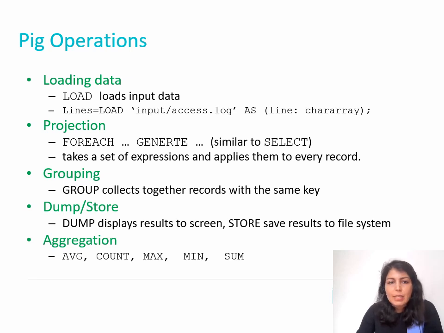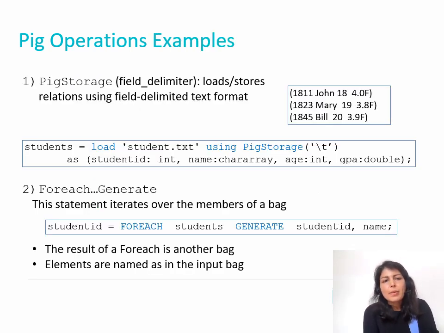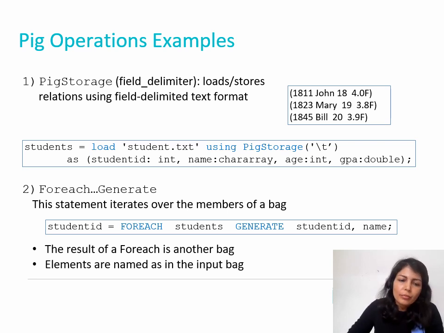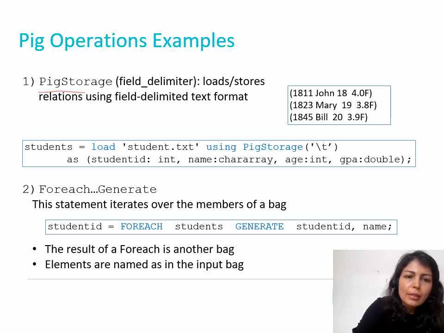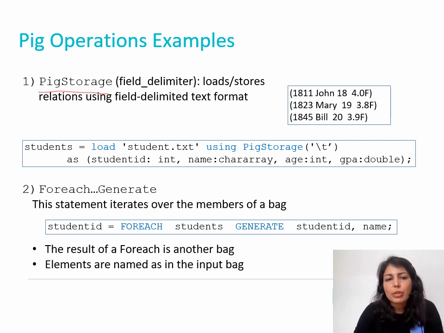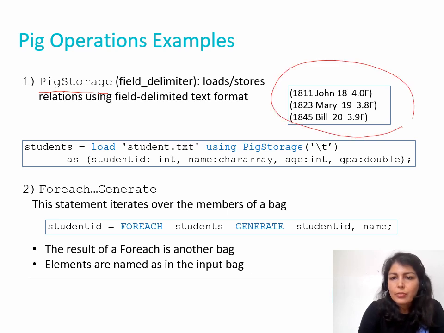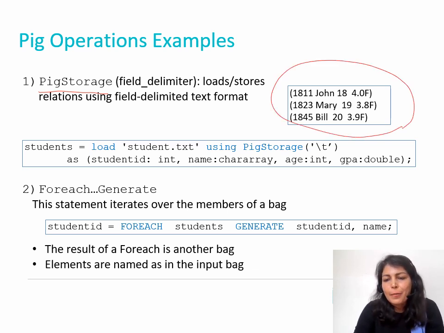Okay, let's see some examples. Let's consider some Pig operation examples. As I said, you can use Pig to analyze data. Of course, first of all, you need to read data, you need to load data. PigStorage is an operation for loading and storing relations. Let's first say what relations are. When this is your file, for example, your text file that you want to read, each record or each row is called a relation in Pig.